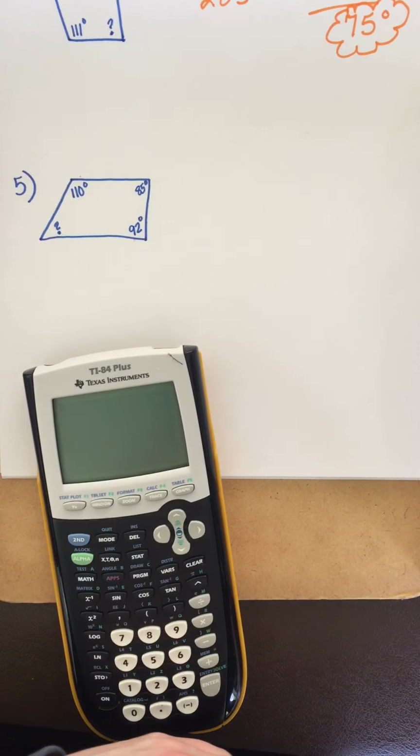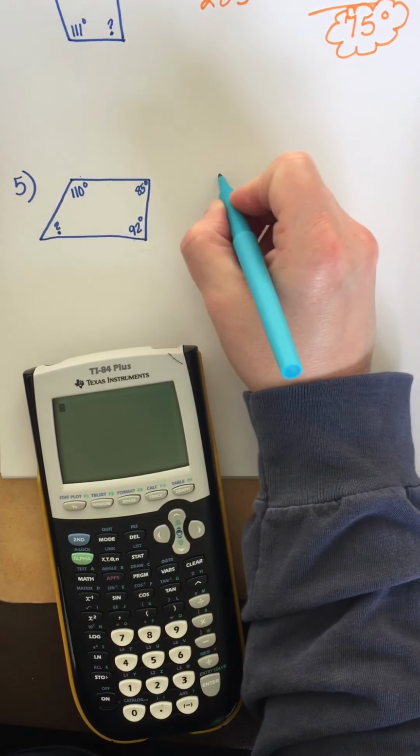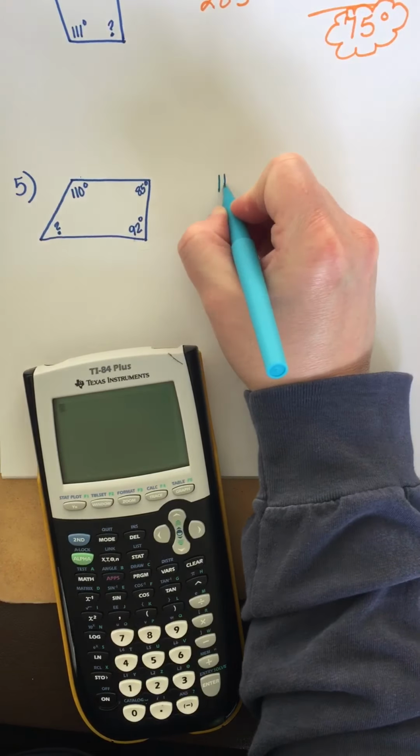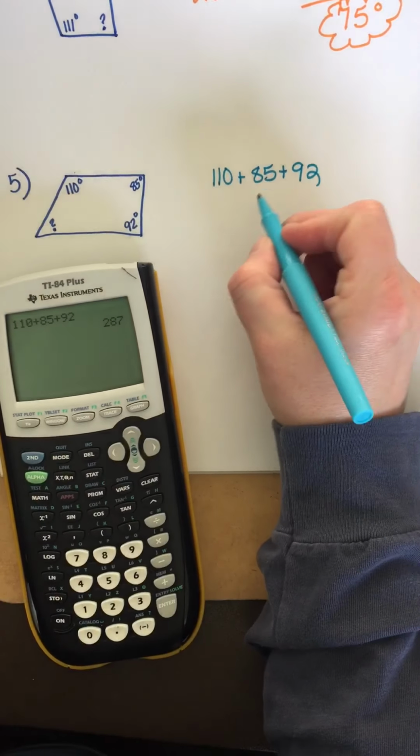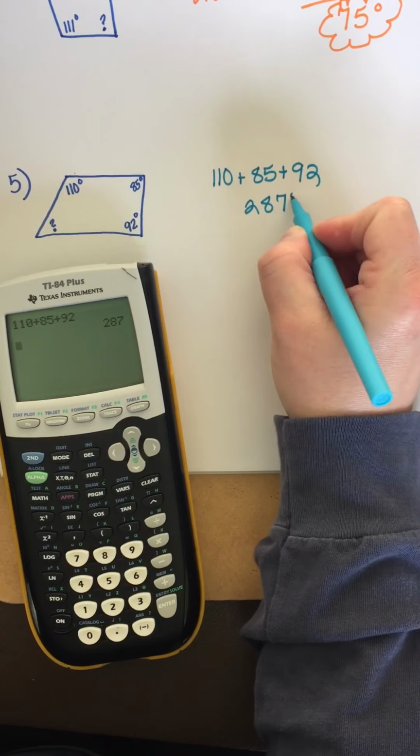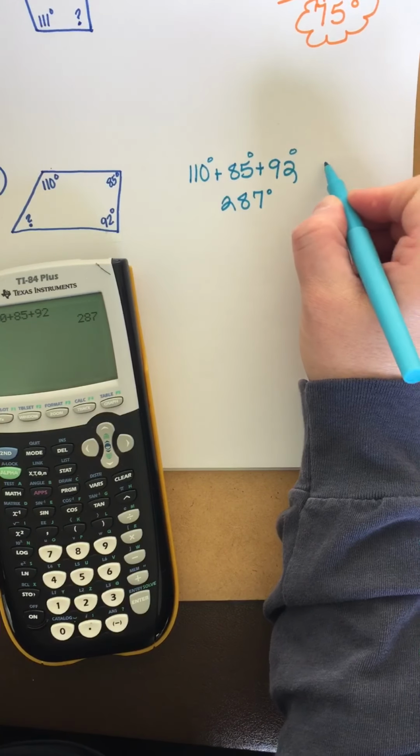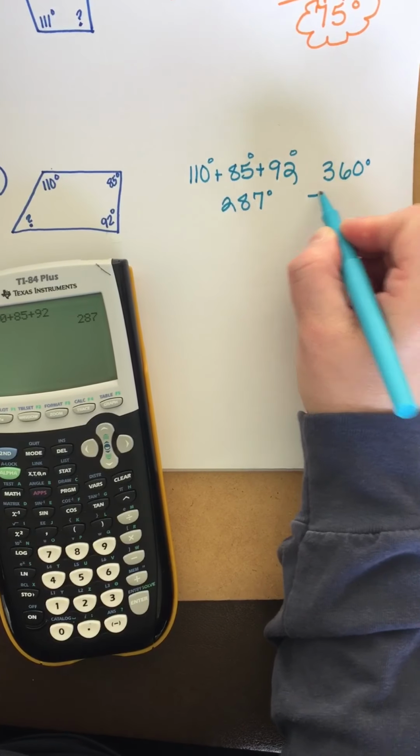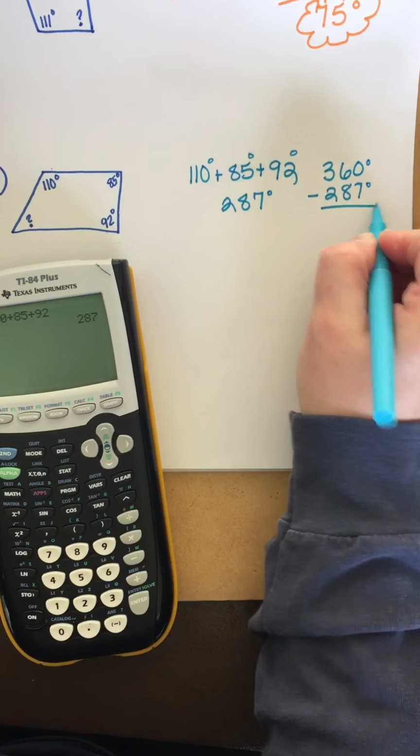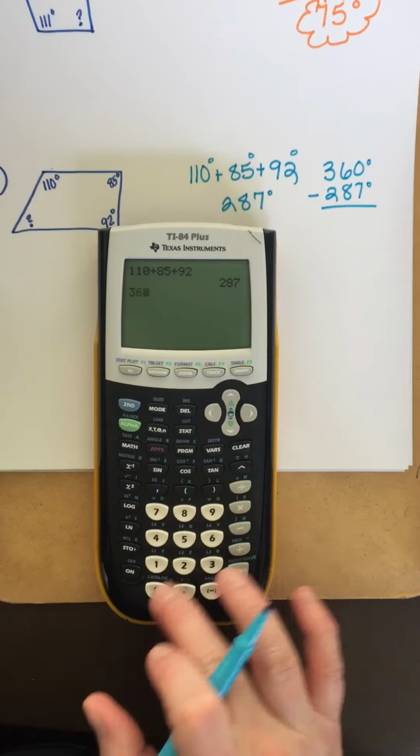All right, so it gives us 110 degrees, 85 degrees, and 92 degrees. So 110 plus 85 plus 92, that's 287. And now I'm going to do 360 degrees and subtract 287. And we get 73 degrees.